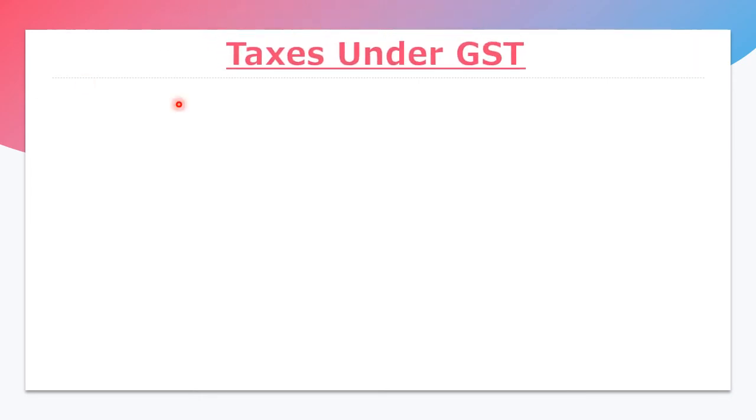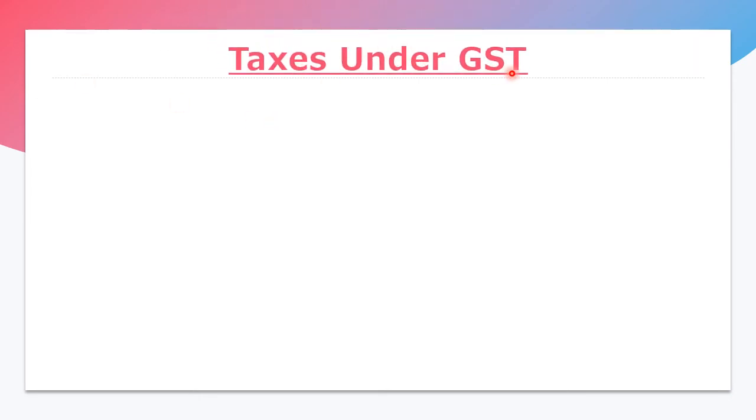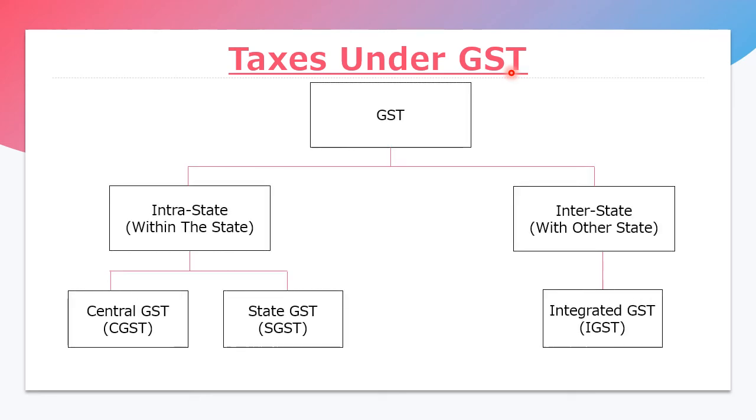Now we will see taxes under GST. So what are the taxes under GST? Let us see it with a diagram. This is GST. It is divided into two parts: intra-state and interstate. Intra means within the state. Inter means outside, with other states. So GST is divided into two parts: intra-state, within state, and interstate, with other states.